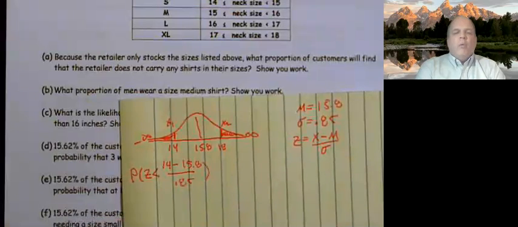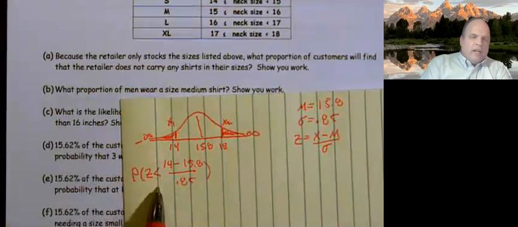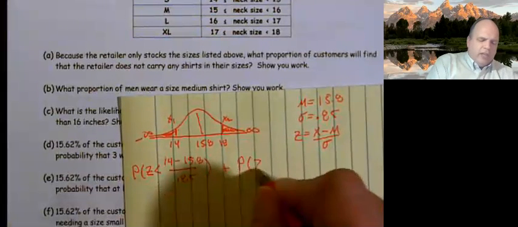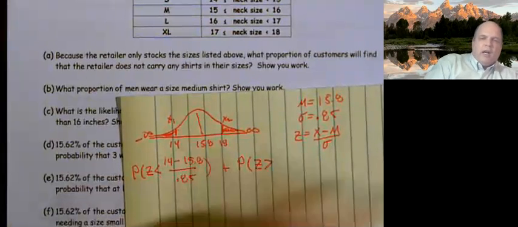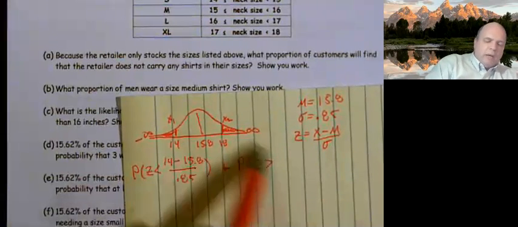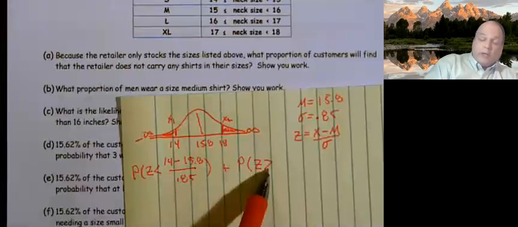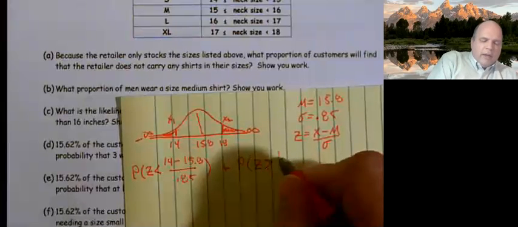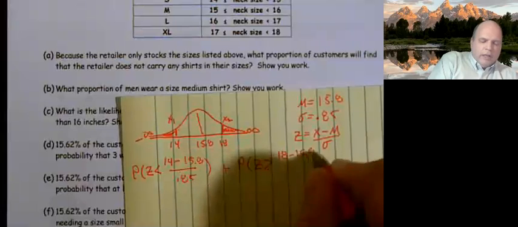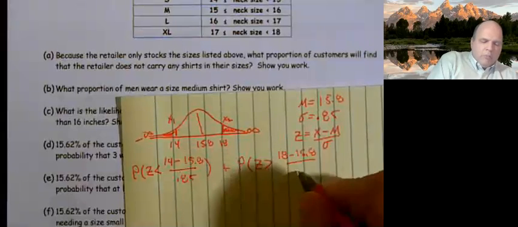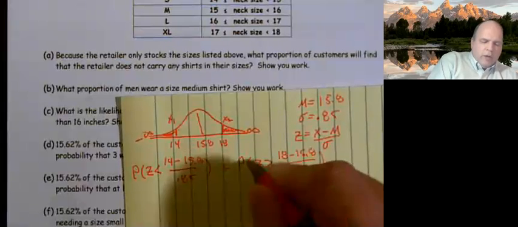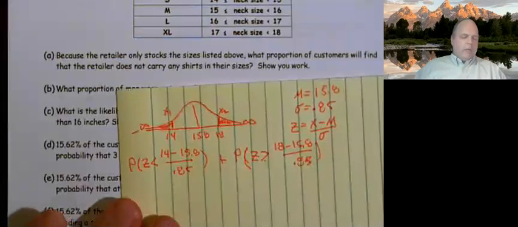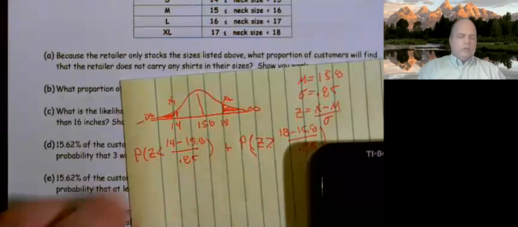All right, so that's the lower side. Over here, I have the upper side, the probability that z is greater than, and I know I'm shading up, so I have a greater than inequality because I shaded up. So the probability of 18 minus 15.8 over 0.85. And once again, there's another way to do this, and we'll talk about that in a moment. But right now, I want to work at it this way. So I'm going to do this side first.